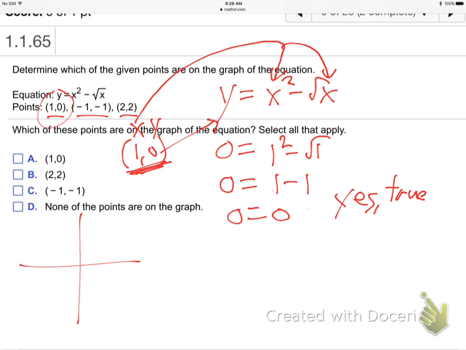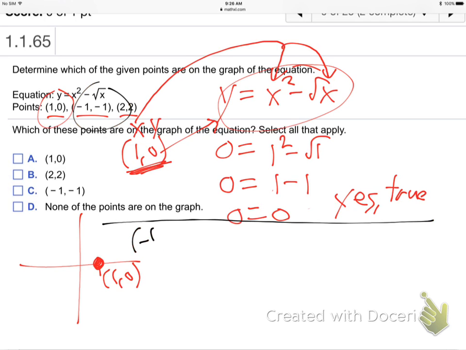I'm not going to draw the picture, but I know that over 1 and up 0, that dot must be a dot on the actual graph of this equation. So that's got to be true. Let's try the next one. How about negative 1, negative 1? Is that one going to be on the graph?